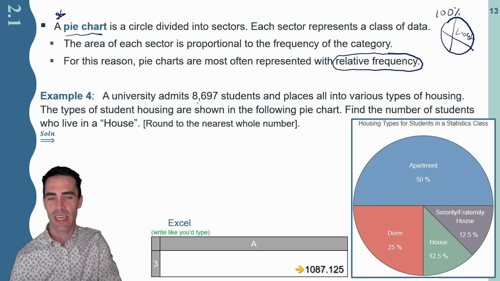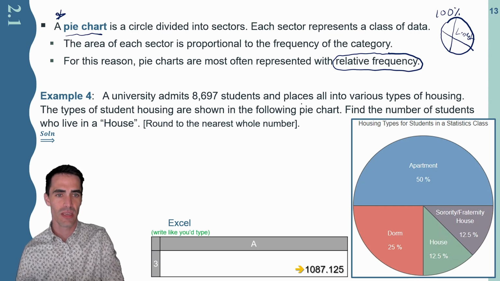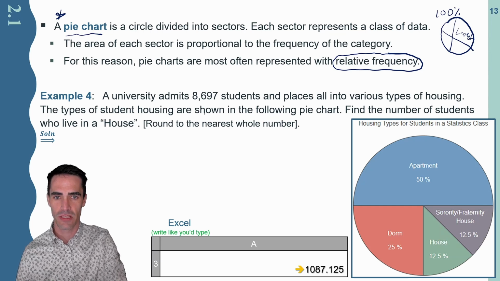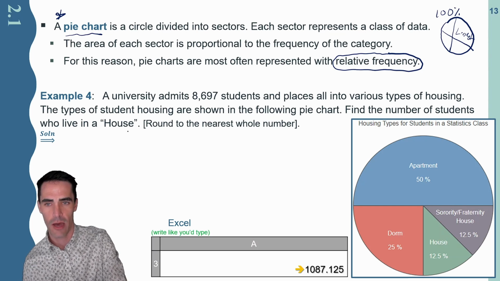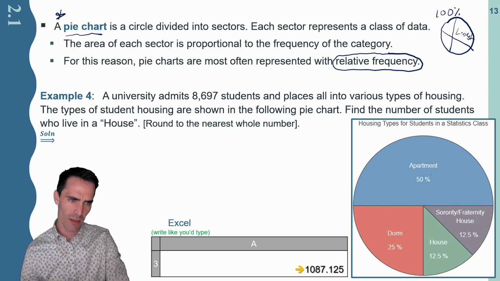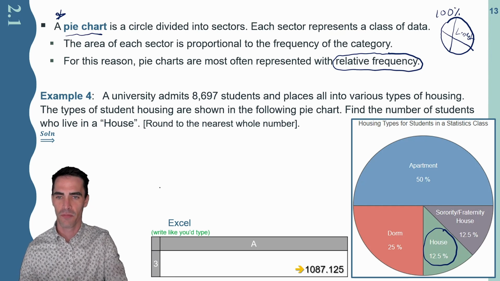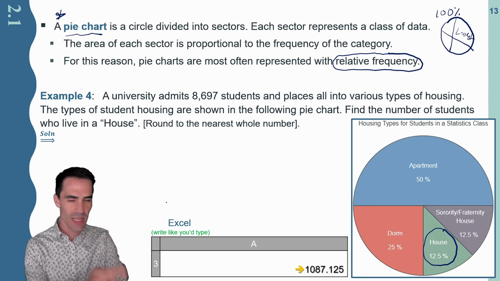The university admits 8,697 students and places all into various types of housing. The types of student housing are shown in the following pie chart. Find the number of students who live in a house. You might be tempted to see apartments here, dorms. You might be tempted to say, hey, look, there they are, found them. But it says number, that's a proportion.